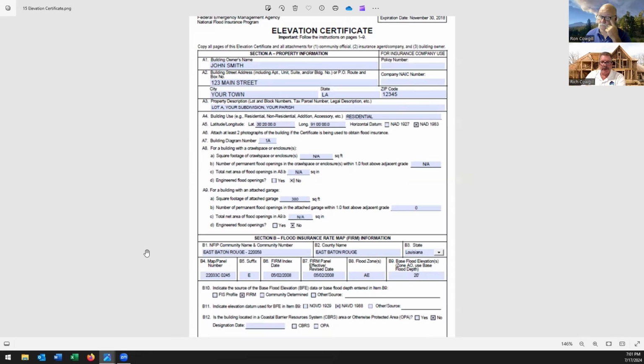So the 50% rule is based on this elevation certificate. The top portion is pretty much straightforward. It's your name and address, the property location and all that. But when you get down into the flood insurance rate map, it's called FIRM, F-I-R-M. You go to the FIRM map and look it up, and it's going to tell you what zone you're in. Okay, so I'm in AE8. AE means extreme coastal, 8 foot base.